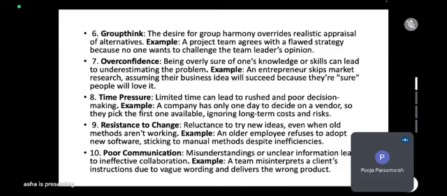For example, a team misinterprets a client's instruction due to vague words and delivers the wrong product. You would have seen there are similar looking words but with different meanings. So we should have clear communication, so that our focus is more on how to solve the problem rather than making it a conflict. Okay, so this was my lesson on problem solving.